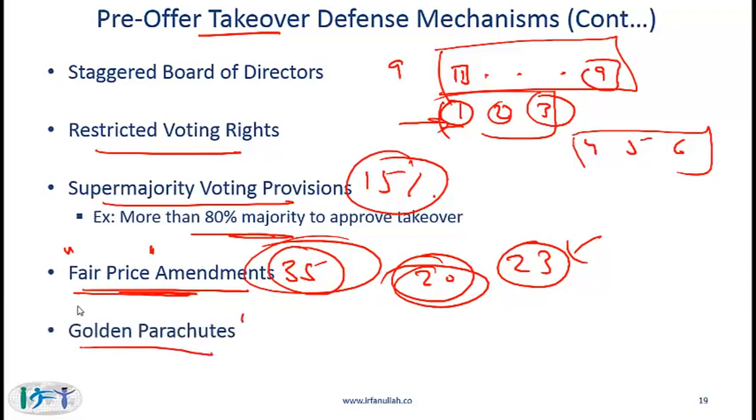Golden parachutes, this is a little debatable, but I'll just explain what it is. A golden parachute is where senior executives get handsome benefits when they are laid off because of a merger or acquisition.